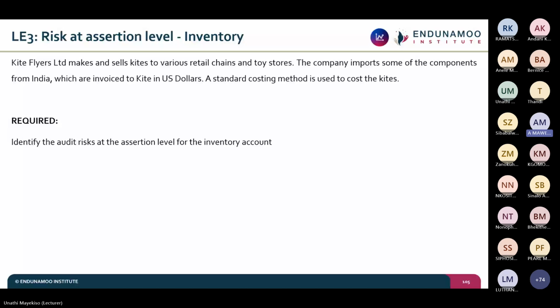We could also say that this is a different point. Standard costing is a bit complex, so the accuracy of the costs may be wrong. That's correct. It might not be correctly valued, might not be correctly allocated. Yes. That's correct. Who wants to give me the other assertion for the premature recognition of the inventory? Can it be existence? It is existence. Thank you. Okay.